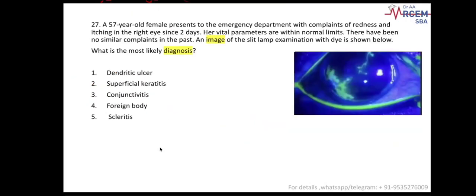Image diagnosis, very straightforward diagnosis. Dendritic lesions you are seeing. This is the corneal ulcer caused by herpes simplex virus. Dendritic ulcer also you can label it as.